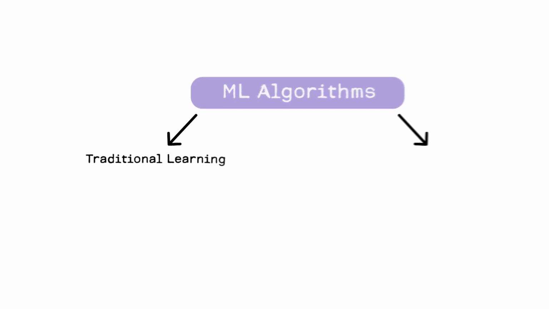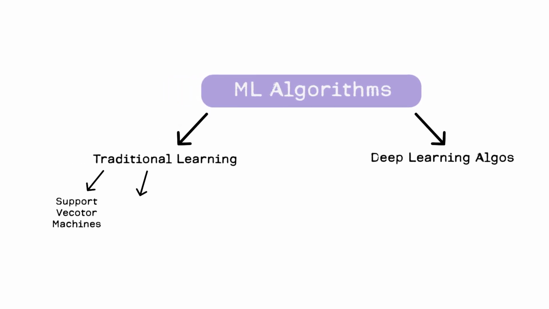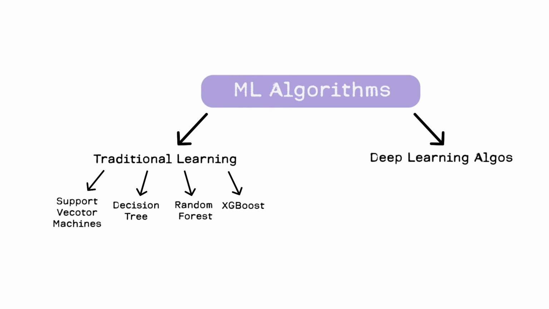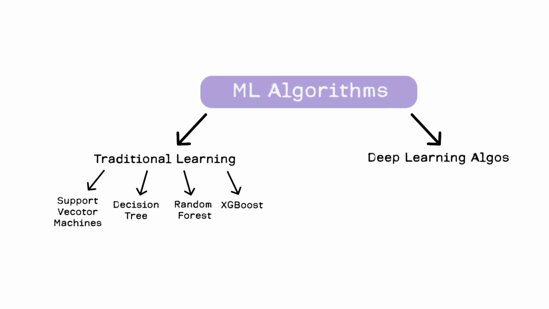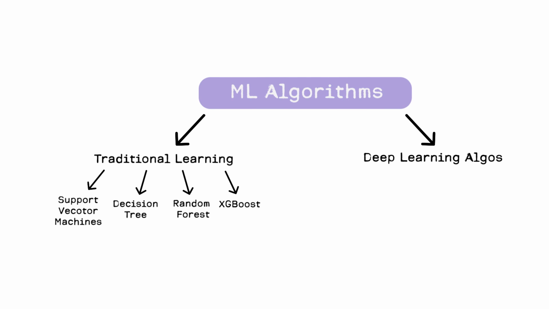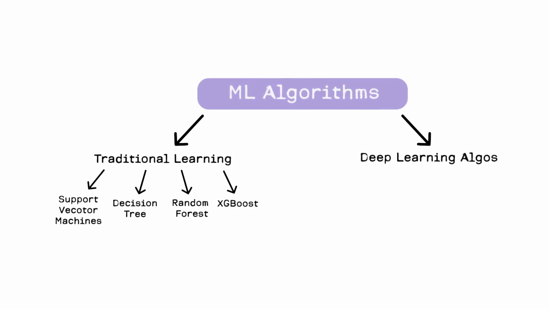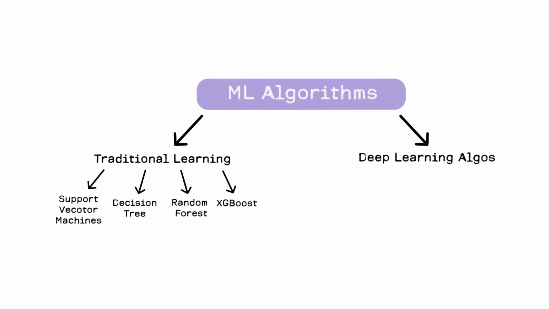Let's now shift our discussion towards the machine learning models. These can be divided into two main types: traditional learning algorithms and deep learning algorithms. Traditional learning algorithms include algorithms such as support vector machines, decision trees, random forests, and XGBoost. These algorithms excel in structured data and are often interpretable. They require less data and are also computationally not very expensive. Handcrafted feature extraction is often used with these algorithms to enhance their performance.